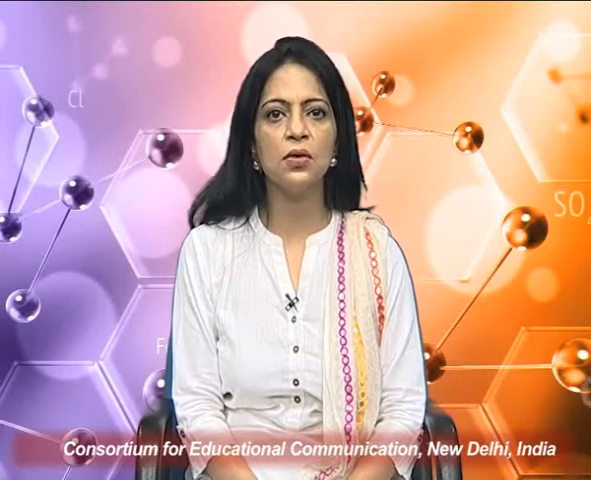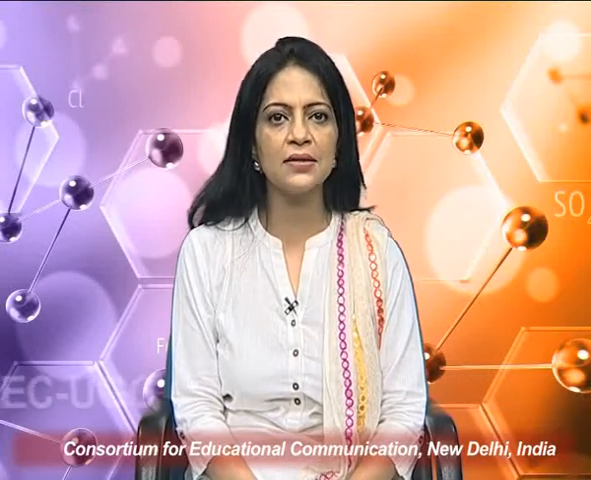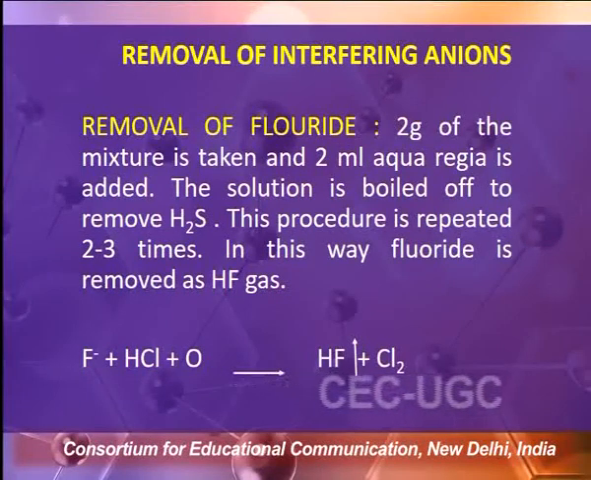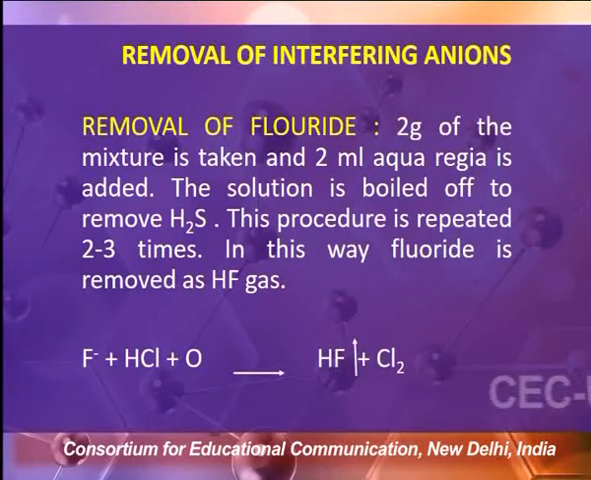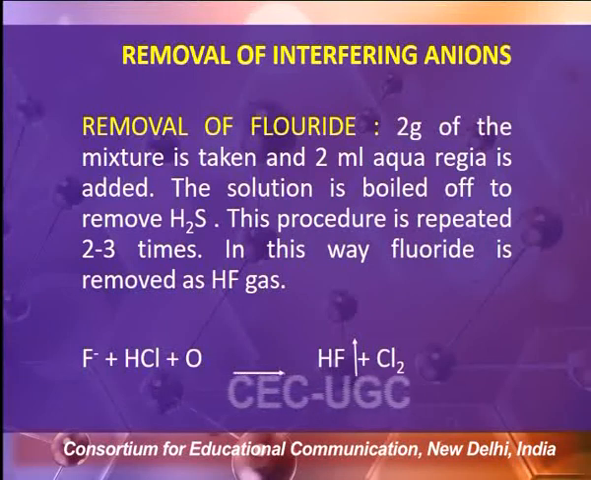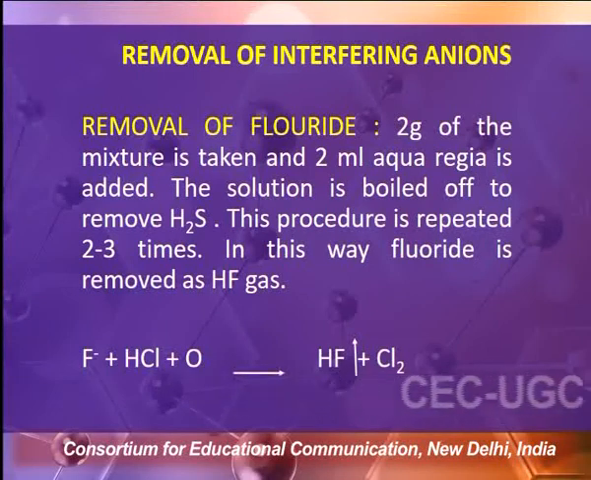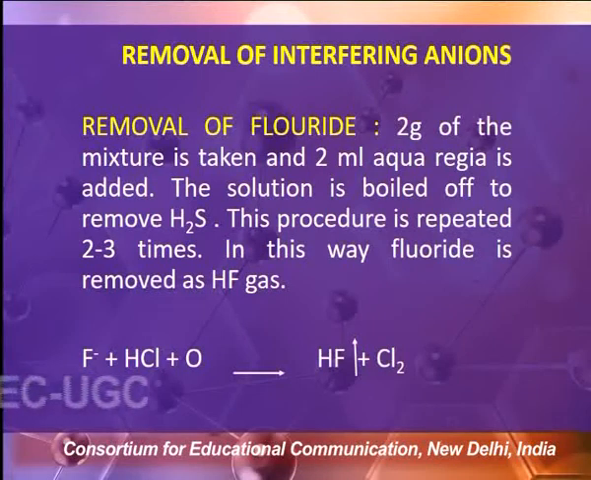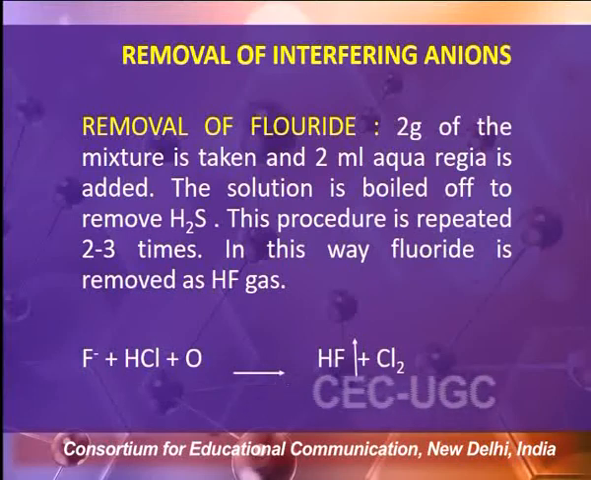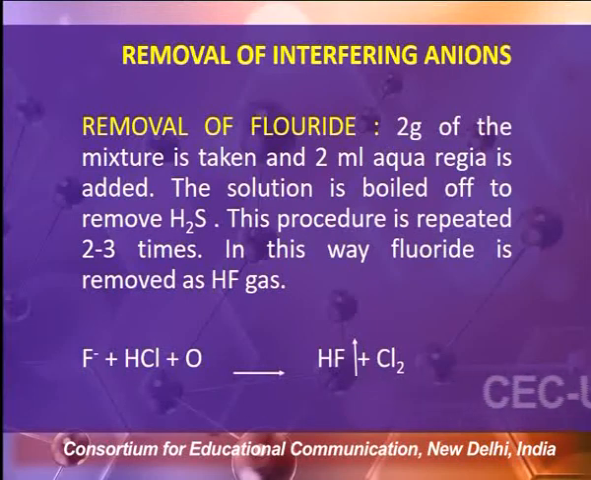And the equation which explains this is: fluoride ions react with HCl in the presence of nascent oxygen. HCl plus nascent oxygen is a product of aqua regia, which produces HF, which is highly volatile, and fluoride ions are removed in the form of HF from the mixture in this way. And then the remaining solution is used for the detection of group 3 cations onwards.